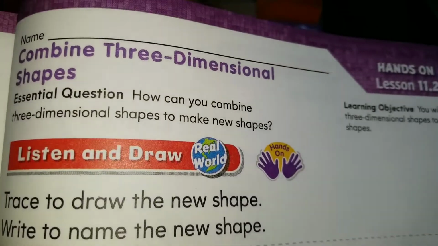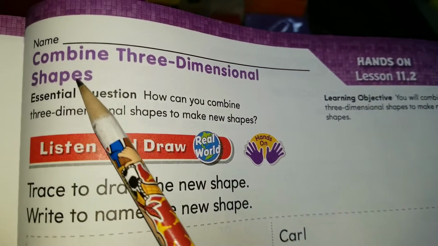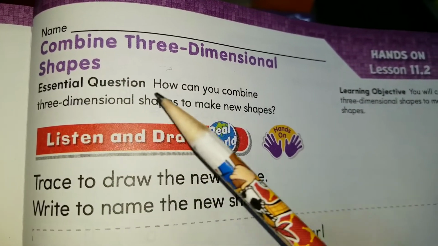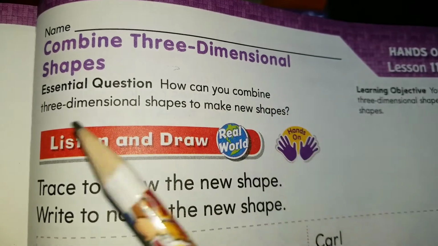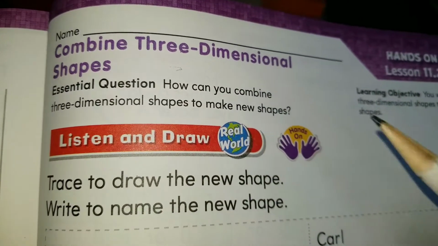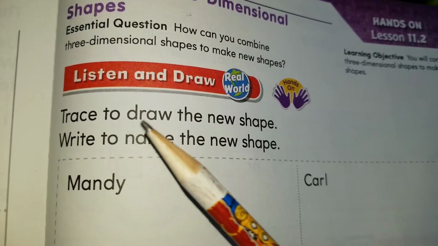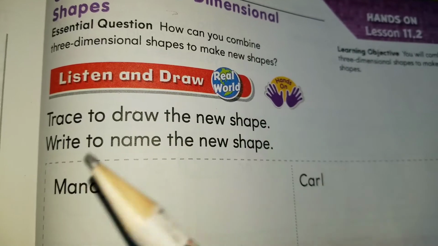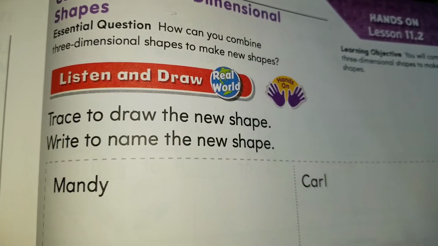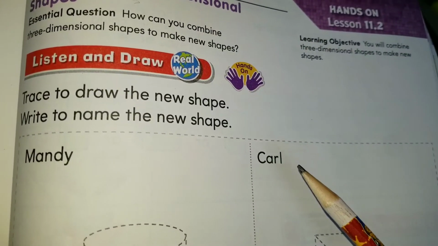Alright, so let's see what we have to do here. Lesson 11.2 says combine three-dimensional shapes, and our essential question is how can you combine three-dimensional shapes to make new shapes? That's what we're going to learn today. So let's see what we have to do here. It says trace to draw the new shape and write to name the new shape. So there are two names here. Here we have Mandy and Carl.